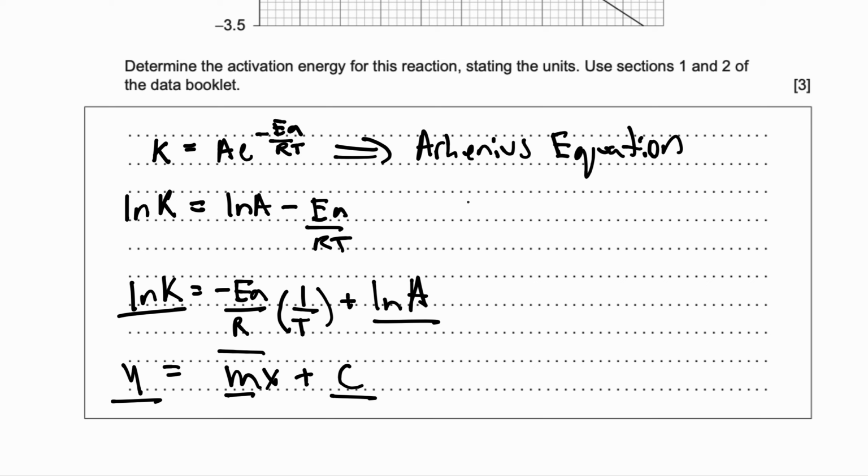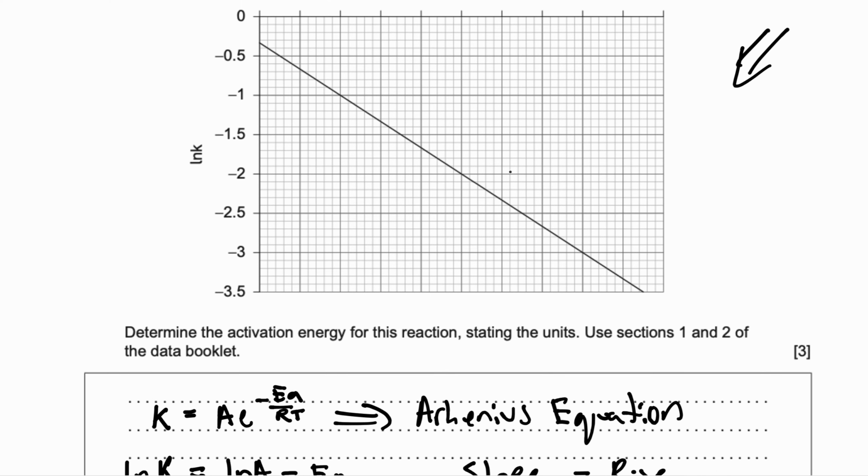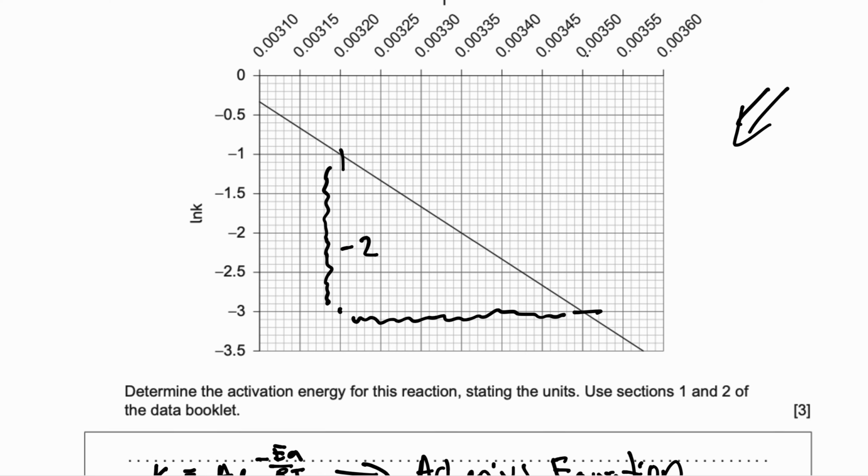Well, the gradient or slope, I'll call it slope, is actually equal to rise over run, and we do this rise over run with 2 points. Let's take, for instance, that point right there and this point right there. Okay, so what is the rise over run? Well, that's my rise, which is negative 2, and that's my run. And my run is going to be 0.0035 minus 0.0032. That gives me 3 times 10 to the power of negative 4.